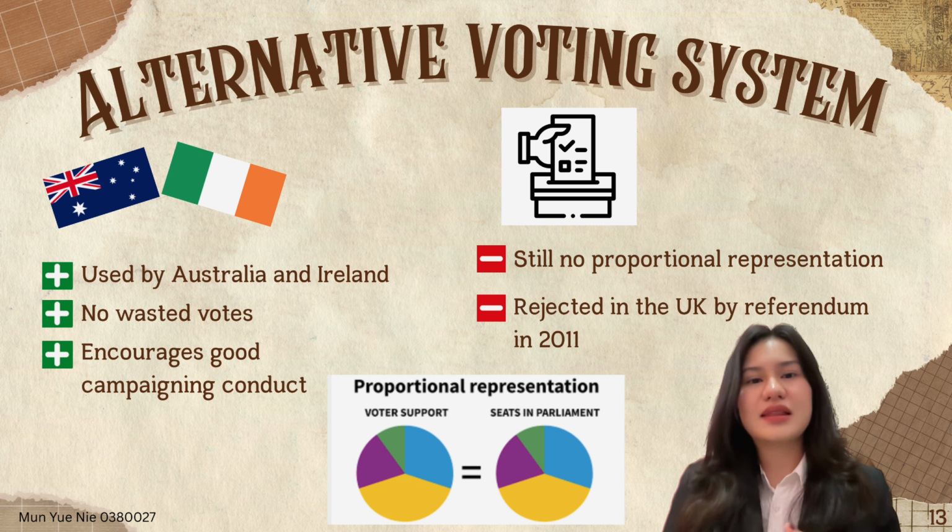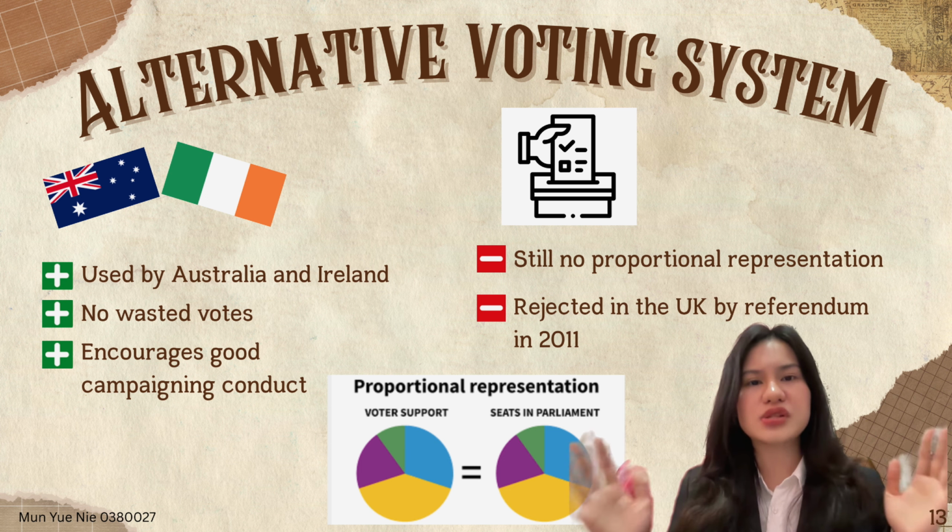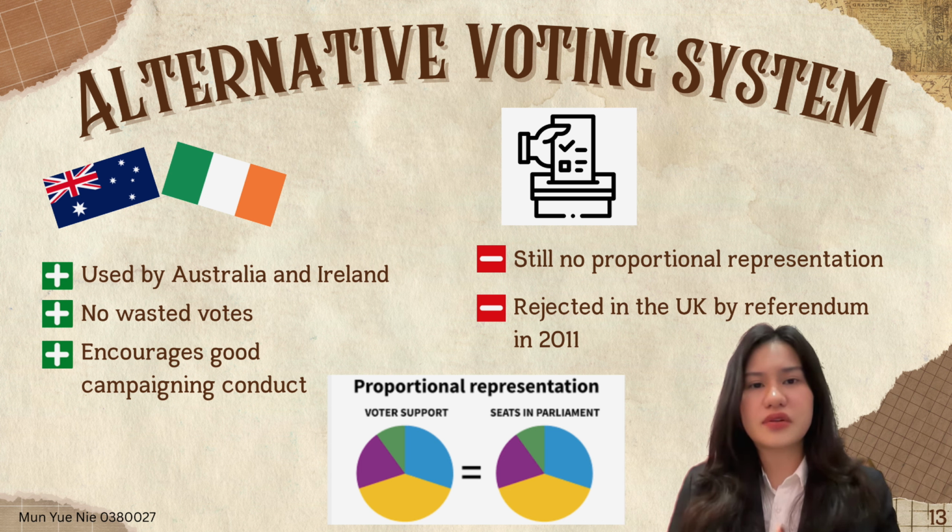Other than that, this system of voting can incentivize candidates to appeal to a wider range of voters, because even if they're not their first choice, they can still be their second or third, which could potentially lead to fairer and less divisive political campaigns.